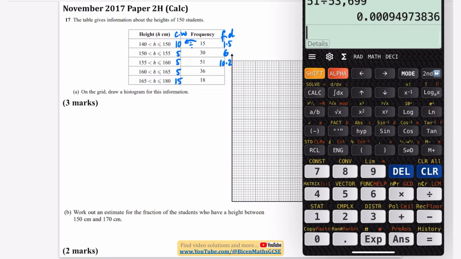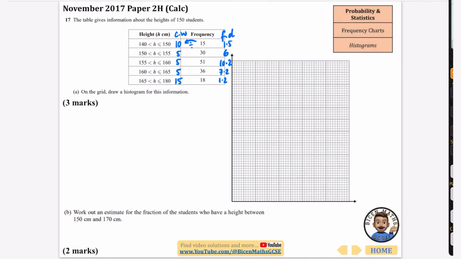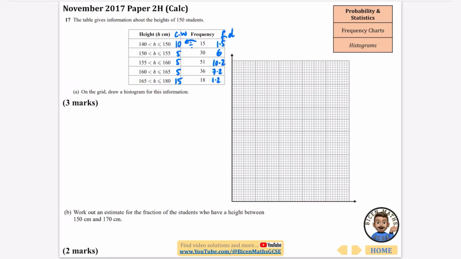Why is my calculator going crazy? We're going to do 36 divided by 5, which is 7.2. And then our last one is 18 divided by 15, which is going to be very small. It's just going to be a 1.2. Now I'm going to try and think about how high I need to go. The biggest is 10.2, so it could go 2, 4, 6, 8, 10, 12. Perfect. I'm going to move these frequency densities across so that they are not getting in the way of my diagram.